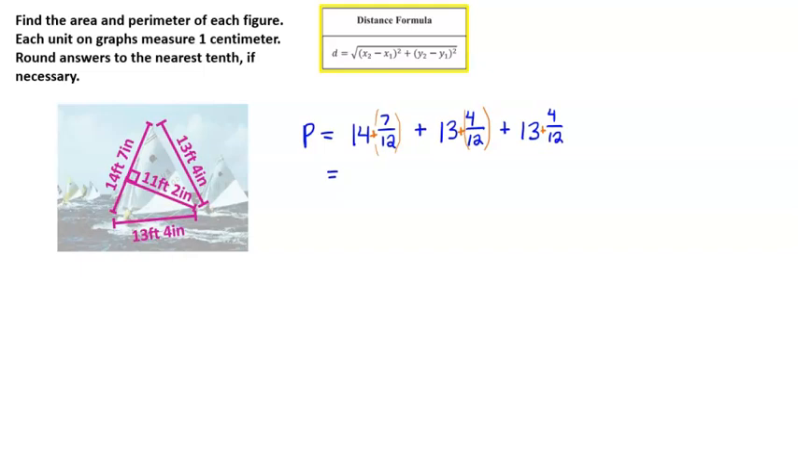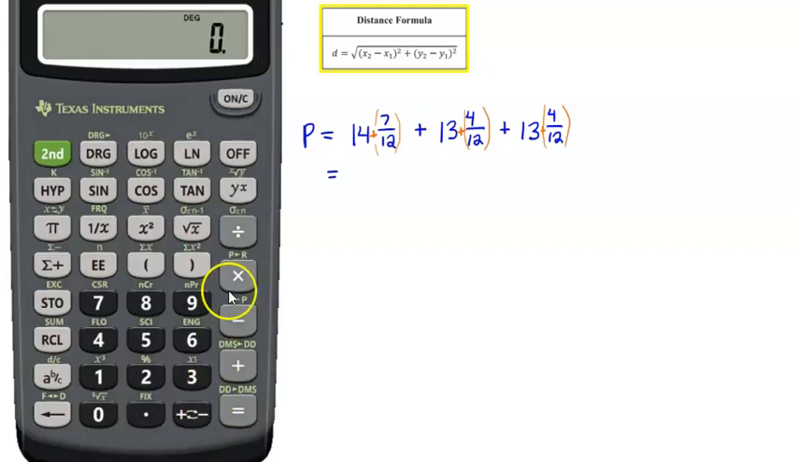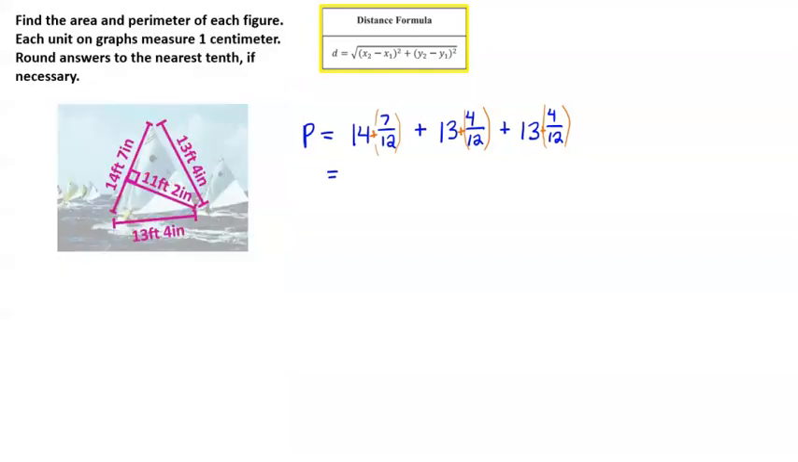So if you need to put that on your paper to kind of remind you of how it needs to look, go ahead and do that. All right, so we've got 14 plus 7 divided by 12, close parentheses, plus, now don't get bogged down looking at the numbers as you're typing. Okay, open parentheses, 4 divided by 12, close parentheses, plus 13 plus open parentheses 4 divided by 12, close parentheses, make sure you hit equals at the end, and we get 41.25.